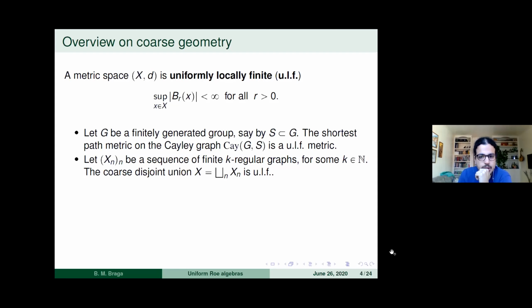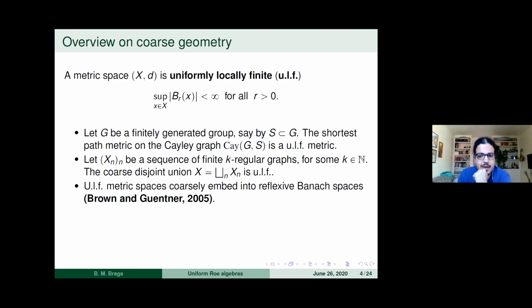Some embeddability results which are known: every uniformly locally finite metric space can be coarsely embedded into a reflexive space. If you want to know the reflexive space, given a uniformly locally finite metric space, you can find a sequence p_n with p_n converging to infinity, and this will coarsely embed into the ℓ2 sum of those ℓ_{p_n}'s. Oh, and I did not define what coarse embedding is, but that's just a coarse equivalence with a subset of it.